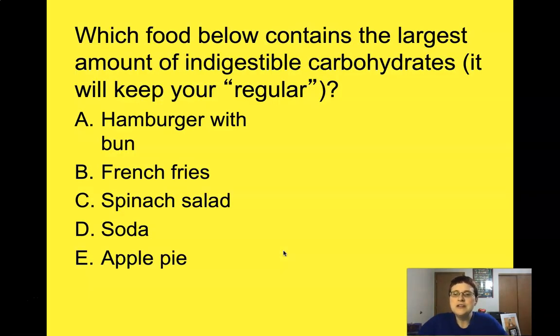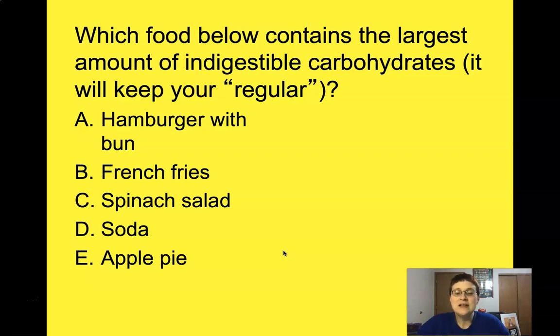So, one question to finish up with the carbohydrates, and that is, which of these foods below contains the largest amount of indigestible carbohydrates, or the stuff that'll keep you regular? Which of them contains the largest amount of fiber? Think about what organisms contain cellulose or indigestible carbohydrates. A hamburger with a bun, French fries, a spinach salad, soda or pop for those of you from this region, or an apple pie.